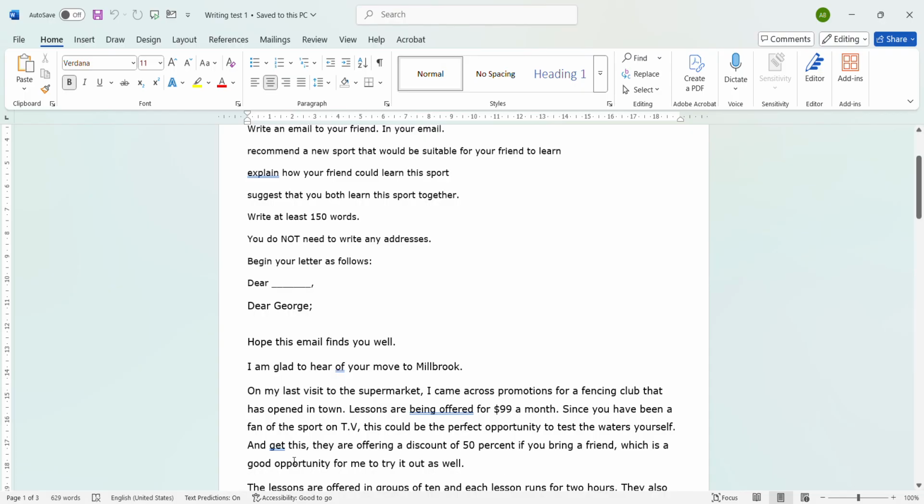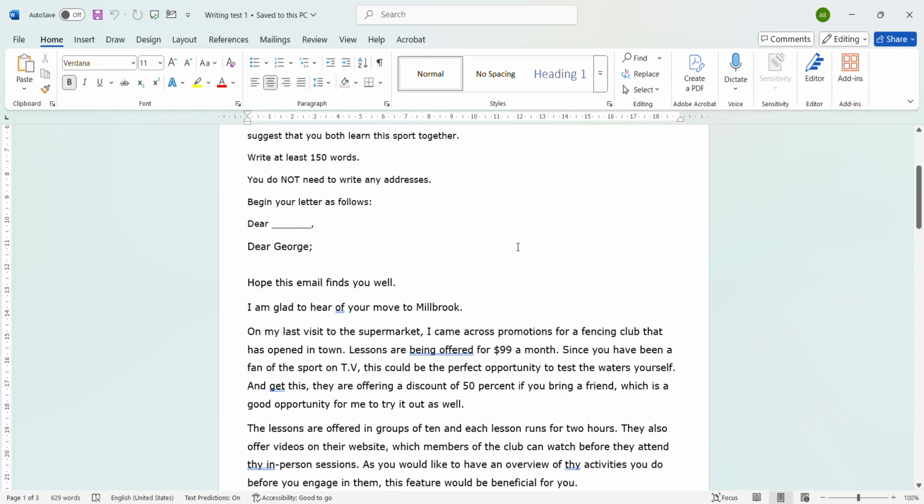And get this, they are offering a discount of 50% if you bring a friend, which is a good opportunity for me to try it out as well. So here I'm covering the last point, the third and the last point. Suggest that you can both learn this sport together.